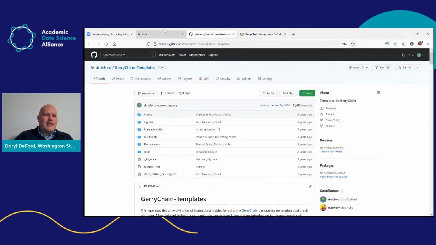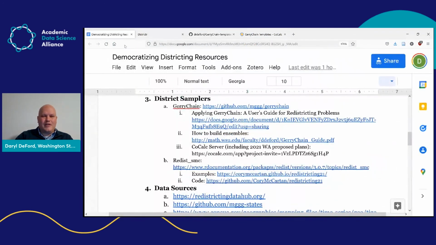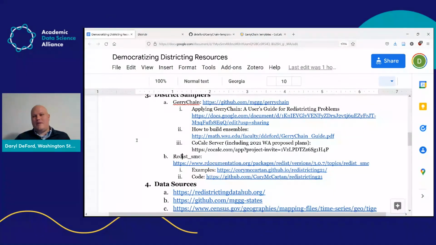And so I think I'm out of time, but hopefully you'll take an opportunity to play around with some of these examples. And I certainly encourage you to reach out to me or to get involved in your own state with working on these redistricting problems and getting involved from a computational and data perspective.